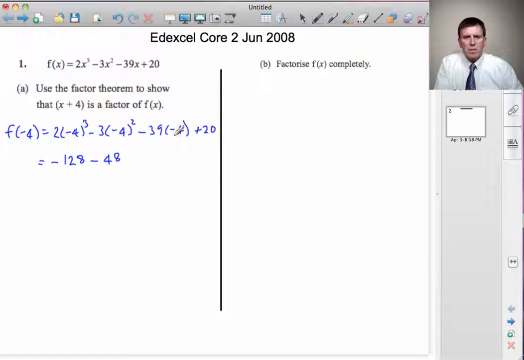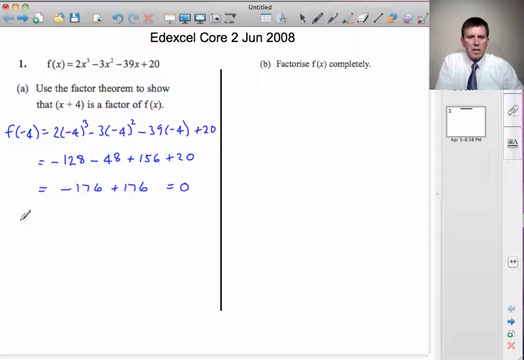Now we've got minus 39 times minus 4, 2 negatives multiply to a positive. 39 times 4 is 156. And then we've got plus 20 on the end. So that comes to negative 128 plus another negative 48, total negative 176. And we've got plus 156 plus 20, so we've got plus 176. And that gives a total of 0.